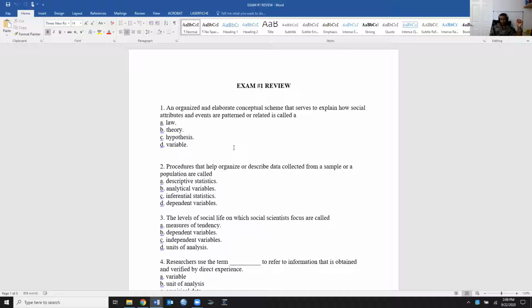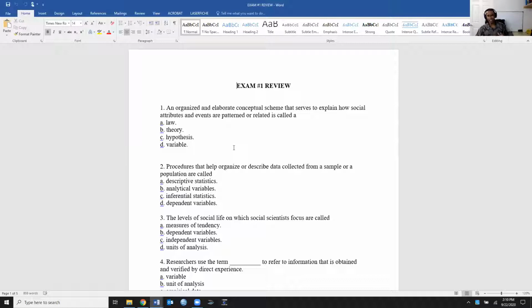Okay, so let's go ahead and go to number 2. So question 2, procedures that help organize or describe data collected from a sample or a population are called what? Correct, so good. Good, Marissa. So the answer is a descriptive statistic. Now, this isn't something that I actually got around to lecturing on live because, you know, week 1 was kind of a short week, but I did lecture on this in the video that I sent you all, okay?